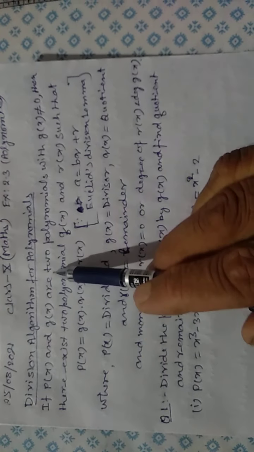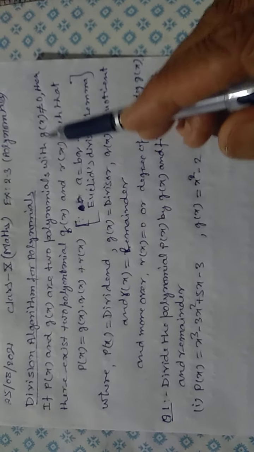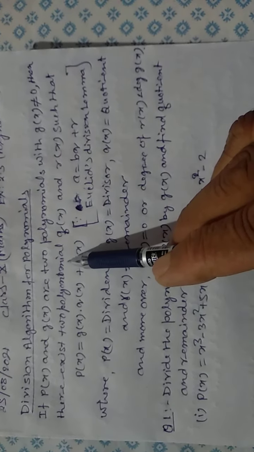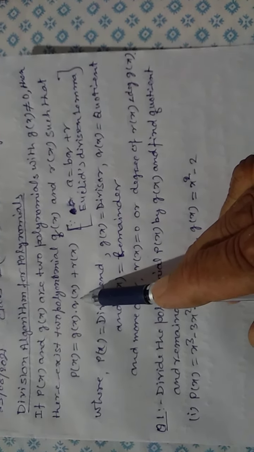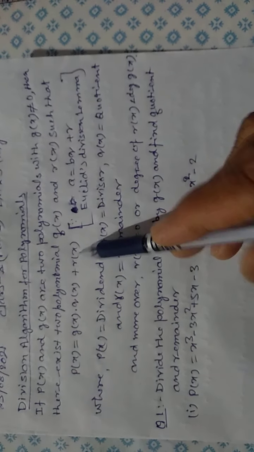As you have seen the Euclid division lemma in chapter 1, in the same way you will write the division algorithm for the polynomials. Suppose p(x) and g(x) are the two polynomials where g(x) is not equal to 0, then there exist another two polynomials q(x) and r(x) such that p(x) equals g(x) into q(x) plus r(x).